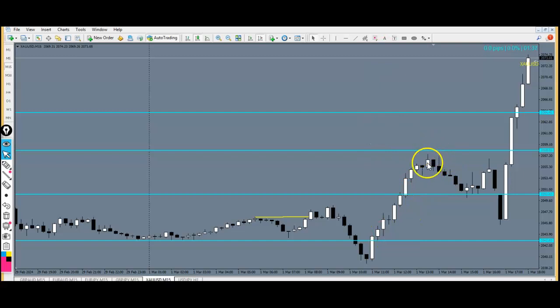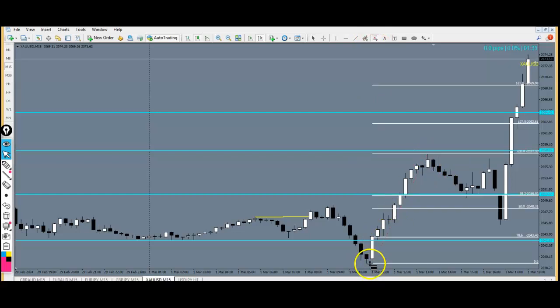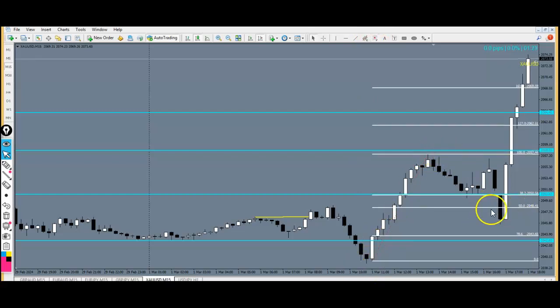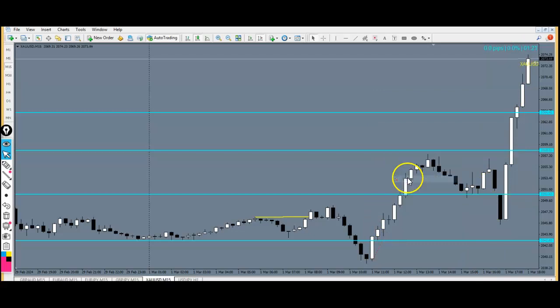Then the next one is taking a fib of this move and looking for that 50%, and especially on gold, it does move, just like we have here. So those are the lessons I learned today.